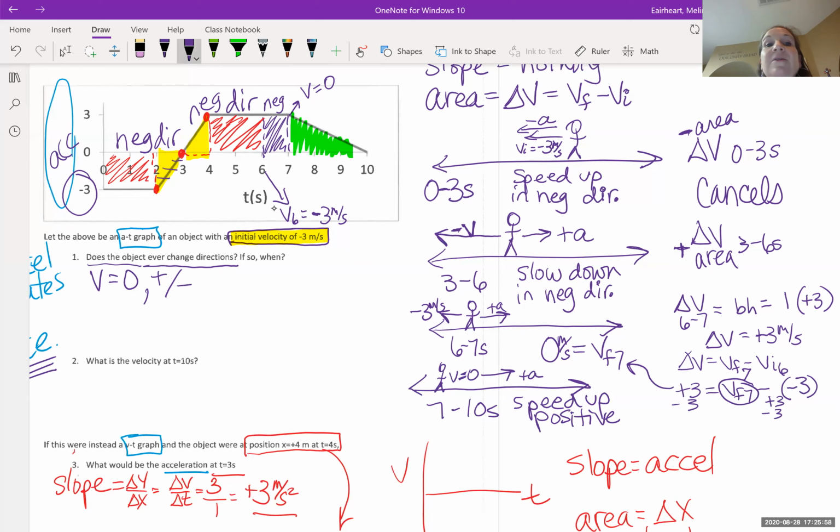Okay? And so now everything up until 7 is negative direction. Now I'm going to be in the positive direction, which then confirms we have completed both criteria for changing direction. So we know it happens. At what time do we answer? So we'd say yes, and 7 seconds.